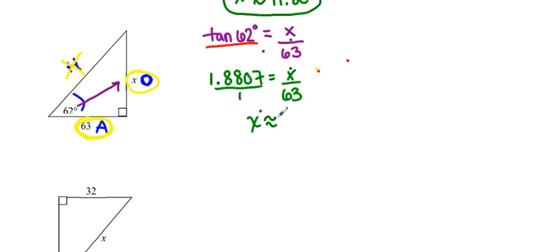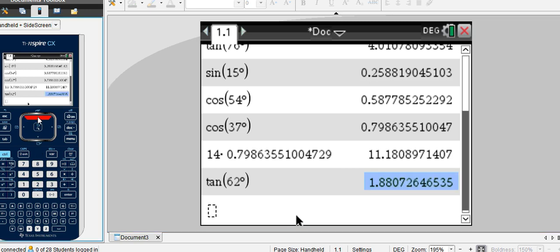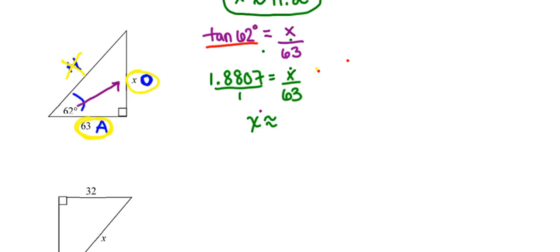So x, when rounded to the nearest tenth, is going to be the product of 63 and the 1.8807 number. So I'm going to go back to my calculator. I want that entire display, so I'm going to go highlight it, and I want to multiply that times 63. And when all is said and done, I want to round that answer to the nearest tenth. So 118.5. So x is about 118.5.